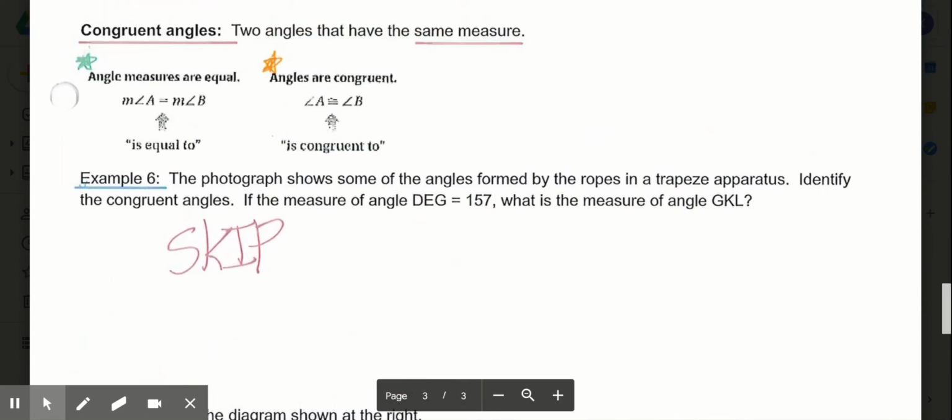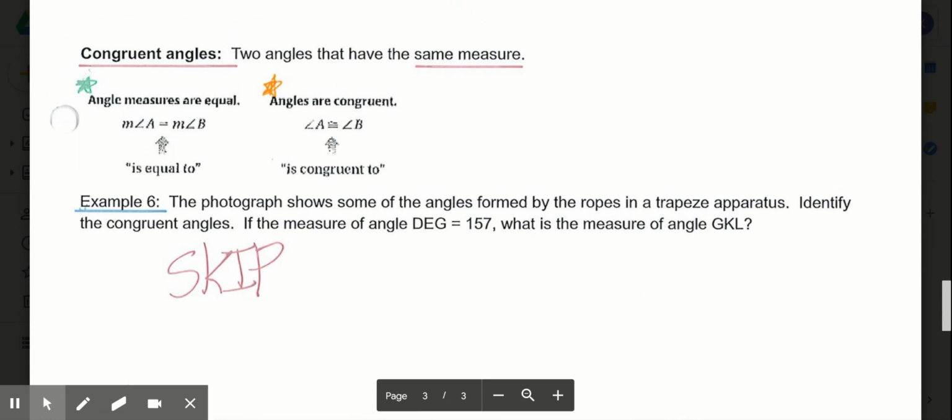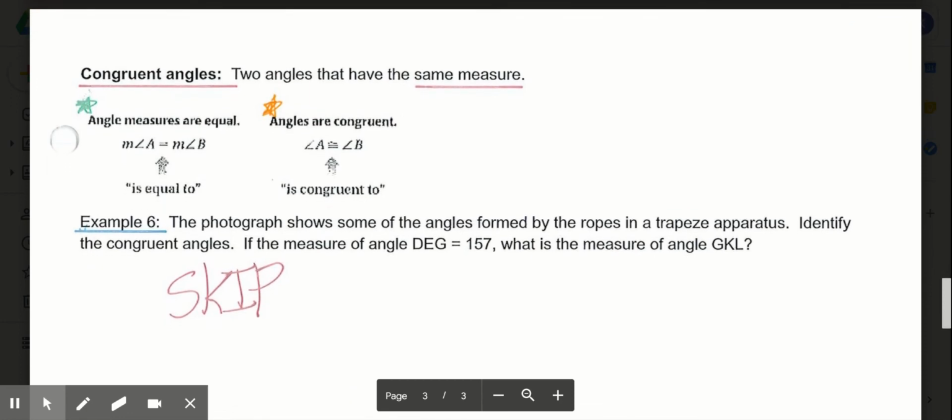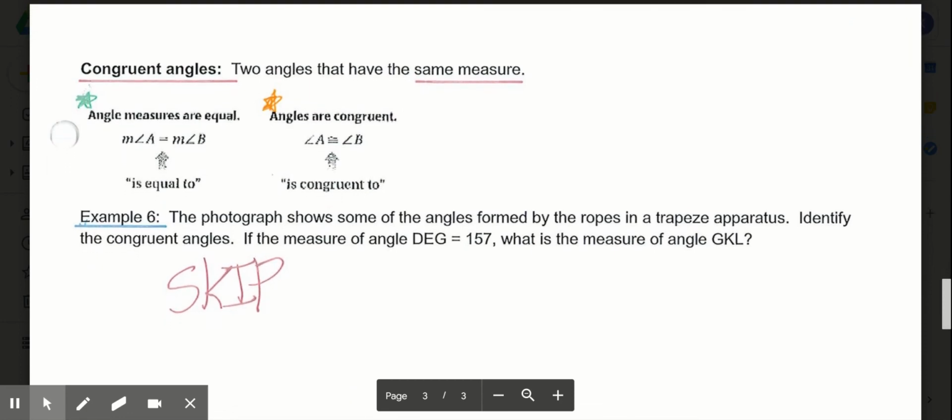And then the final concept that we're going to explore in this lesson is the idea of congruent angles. So congruent segments meant two segments that have the same length. Congruent angles are two angles that have the same measure. So 55 degrees or 36.2 degrees.